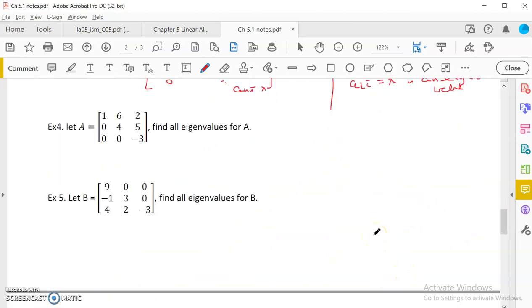So if someone gives you an upper or lower triangular matrix, like this one, which is an upper triangular matrix, on the diagonal, and on the lower side of the diagonal is all 0. So what are all the lambda? Lambda is 1, 4, and -3, right? So it's very good. What about this one? This is a lower triangular matrix because these are all 0. So that means lambda is 9, 3, -3. Everything that is in the main diagonal.